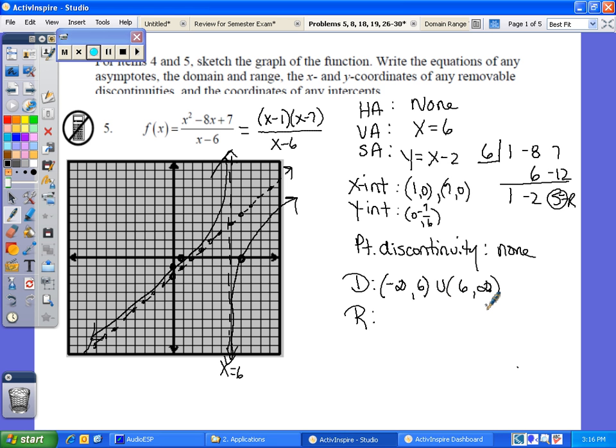And then you have the range. Now this can be very tricky, because if you look at either of these 2 branches, it uses all of the y values from -infinity to infinity. And that's one possible way of demonstrating your domain and range.